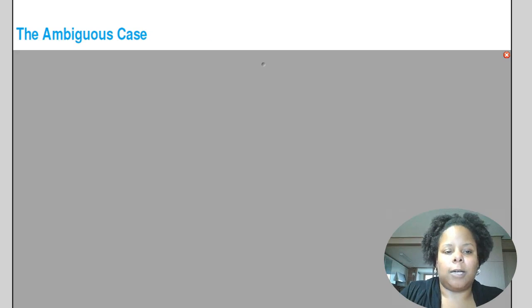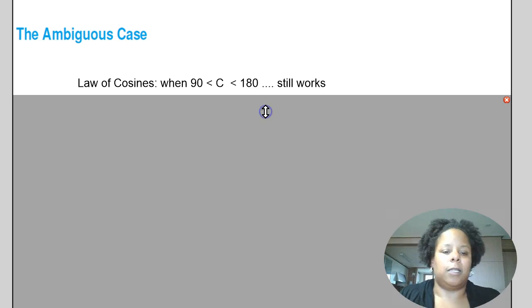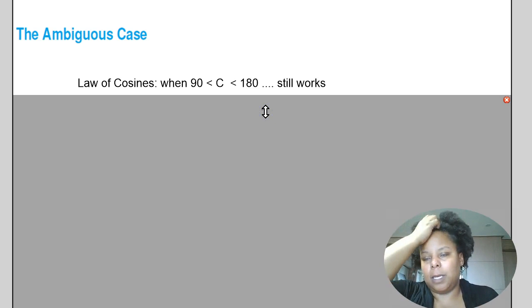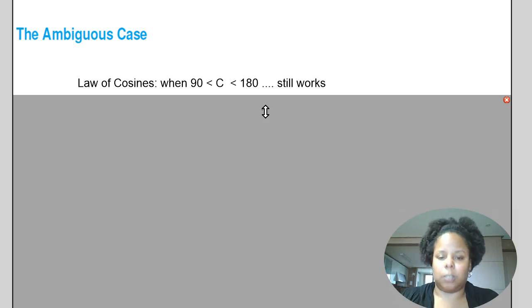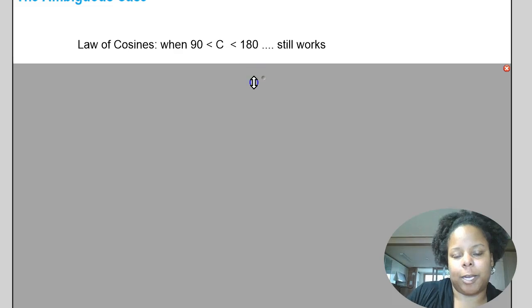So the big thing is you have to set it up correctly using the angle and the side across from it. Now, a couple things before we end. Some cases I want to point out is that the law of cosines works when C is not an acute angle. So it will still work. Just want to FYI. You guys just got to be careful about that.